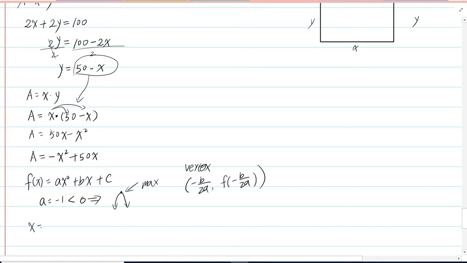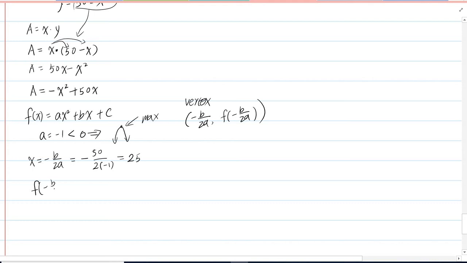So we're going to find x equal to -b over 2a, which is negative, our b is 50, and then 2 times a is -1. So here we're going to have positive 25. Once we find the positive 25, then f of -b over 2a, you plug it into your original function, okay? That is right here: negative x squared, so that would be negative 25 squared plus 50 times 25, okay? And then you can find that this is 625.